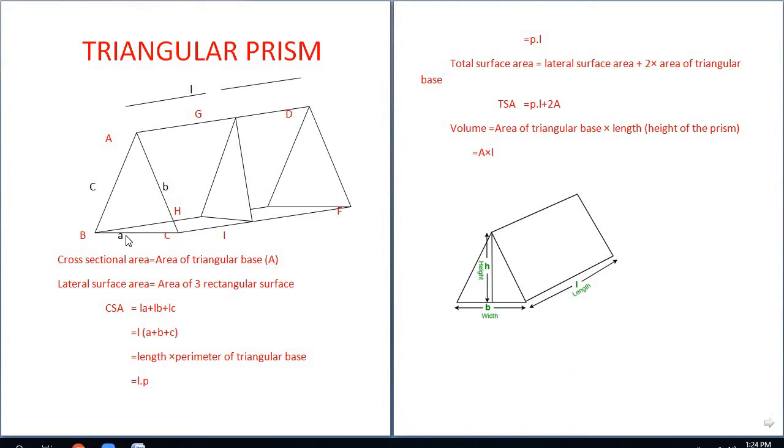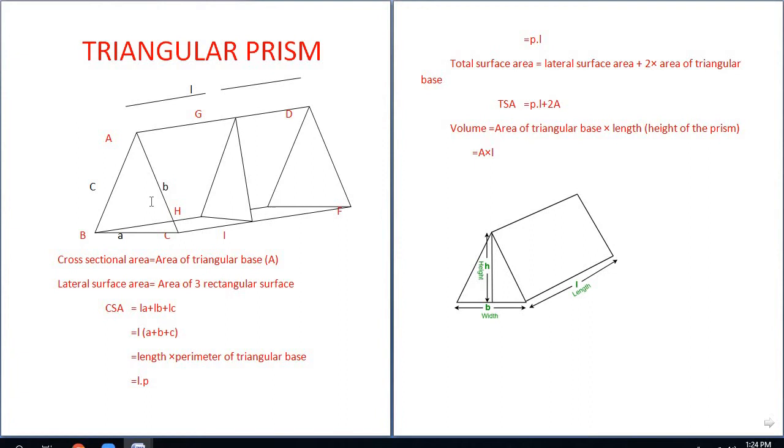Similarly, if it is a scalene triangle, we can use the formula by calculating the semi-perimeter. We can calculate the semi-perimeter by using the formula S equals A plus B plus C upon 2, that is the sum of all sides by 2. And we can use the formula area of scalene triangle equals root under S into S minus A, S minus B, S minus C.